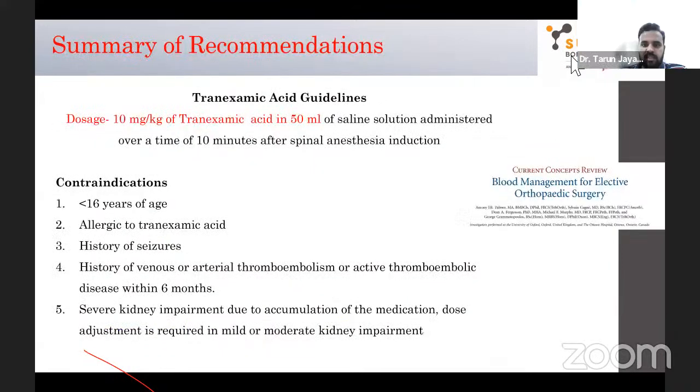Yes, please. So again, the tranexamic acid is given at a dose of 10 mg per kg in 50 ml of saline solution, which is administered over a time of 10 minutes after induction with the spinal. The main contraindications for the use of tranexamic acid are age less than 16, allergy, of course, history of seizures, previous history of thromboembolism or other thrombotic phenomenon, and severe kidney impairment.